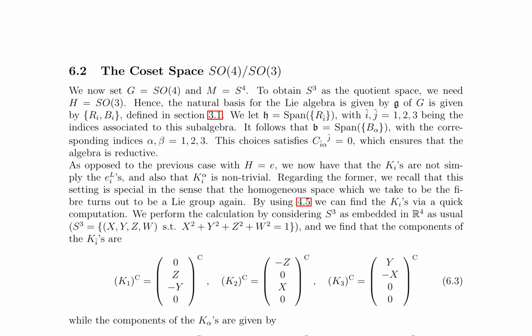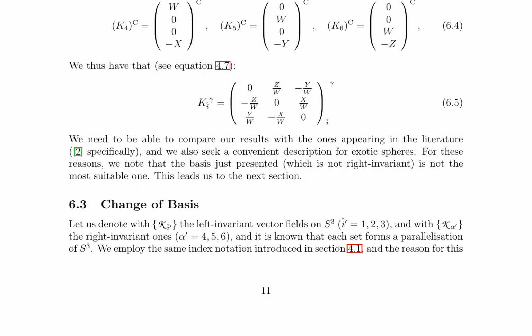The coset space SO(4)/SO(3) is introduced, with its natural basis and algebra satisfying the reductive condition. The keys in K alpha, S are computed, showing their non-trivial nature. This setting is special due to the homogeneous space being a Lie group. The results are compared to those in the literature, and a change of basis is proposed to achieve a more suitable description for exotic spheres.